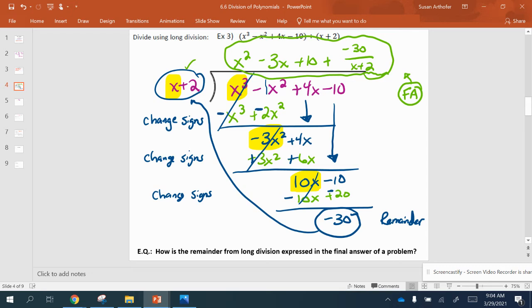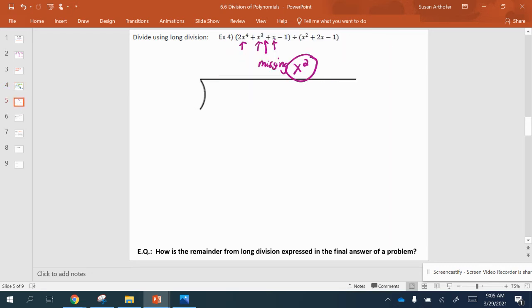Okay, let's do one more. You can hit pause if you need a minute. Okay, now remember, this one is missing. It has x to the fourth, x to the third, and it's missing x squared. So we're going to add in a 0x squared right there.